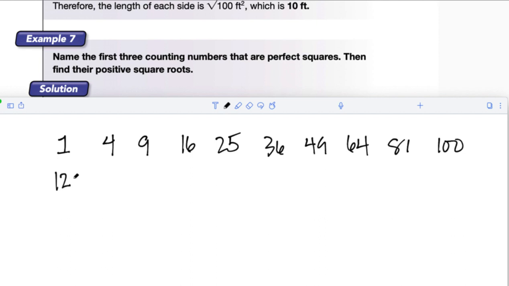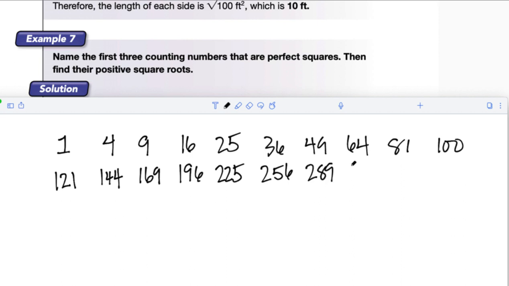And then we have 121 for 11 squared. 144 for 12 squared. For 13 squared, we get 169. And relatedly, 14 squared, we get 196. For 15 squared, we get 225. 16 squared gives us 256. 17 squared, sometimes I get this wrong, gives us 289. 18 squared gives us 324. 19 squared is going to give us 361. And 20 squared gives us 400. I would like you to be familiar with these numbers.